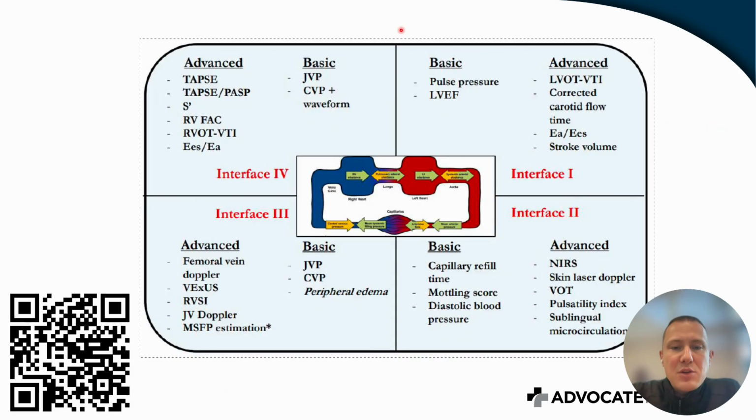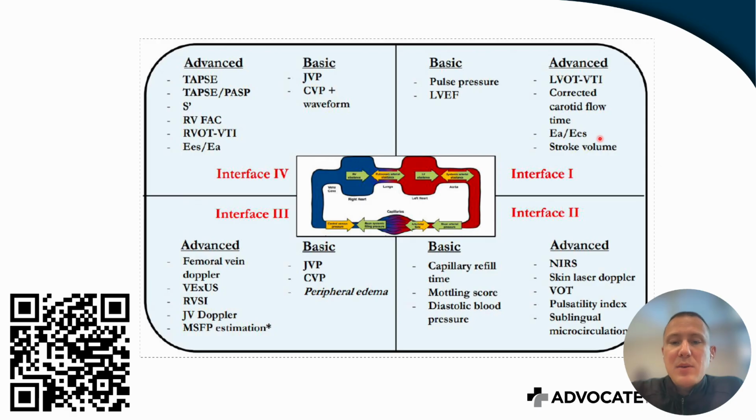How do we measure those interfaces? How do we conceptualize which interface has been broken in every individual patient? Here are some clues. For interface number 1, we will typically use pulse pressure, or the difference between systolic and diastolic pressure, and LVEF. There are some more advanced measurements that we can do that will give us a better idea of stroke volume at any given time, and how that stroke volume is ejected throughout the systole.